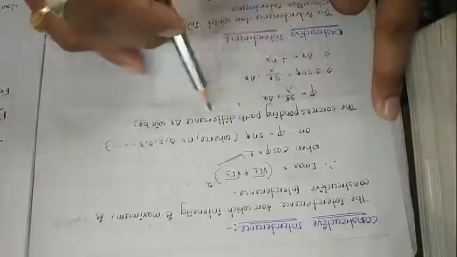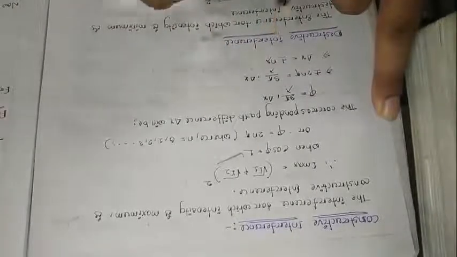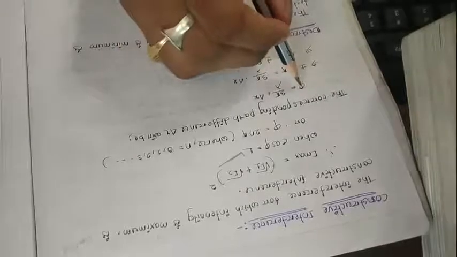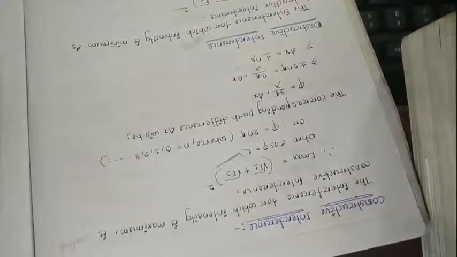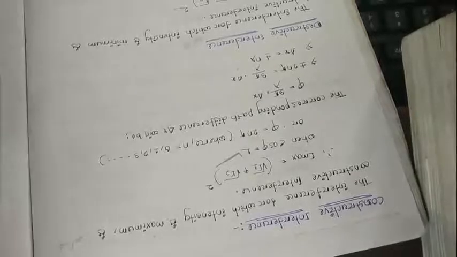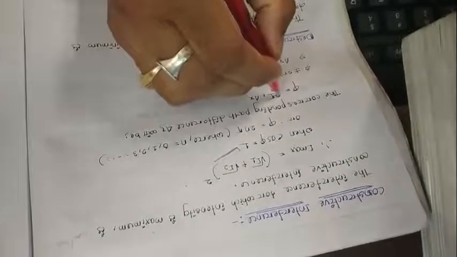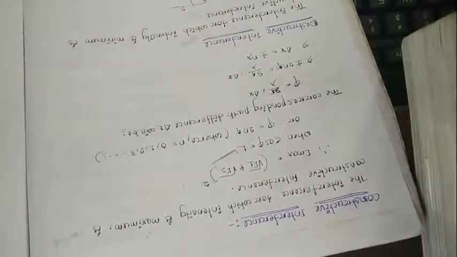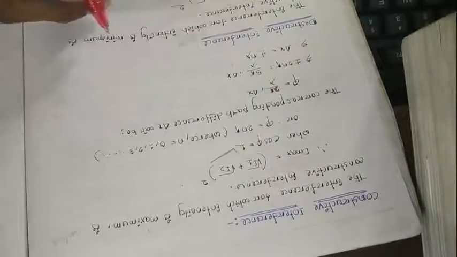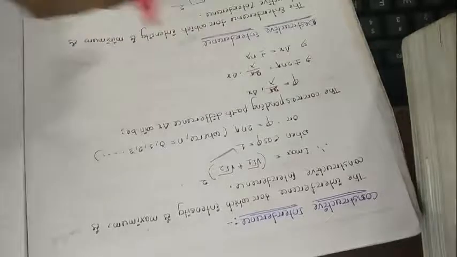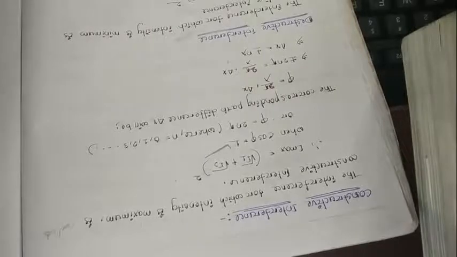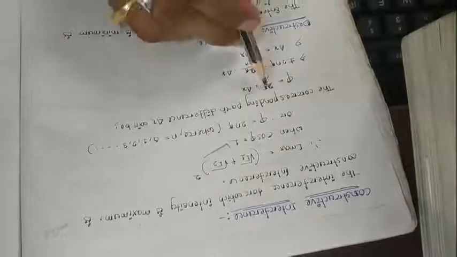Okay, the corresponding path difference will be how much? We know that the phase difference phi is nothing but 2 pi by lambda into the path difference. Here you have to write 2 pi by lambda. It was mistakenly written otherwise. You have to write 2 pi, not 3 pi. So phi is 2 pi by lambda into path difference.